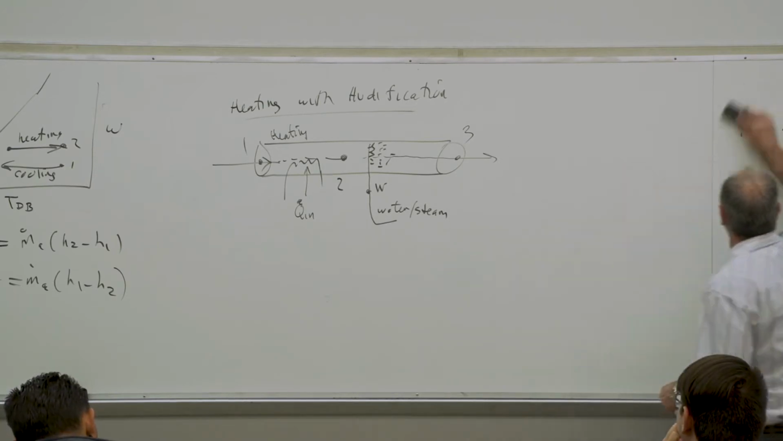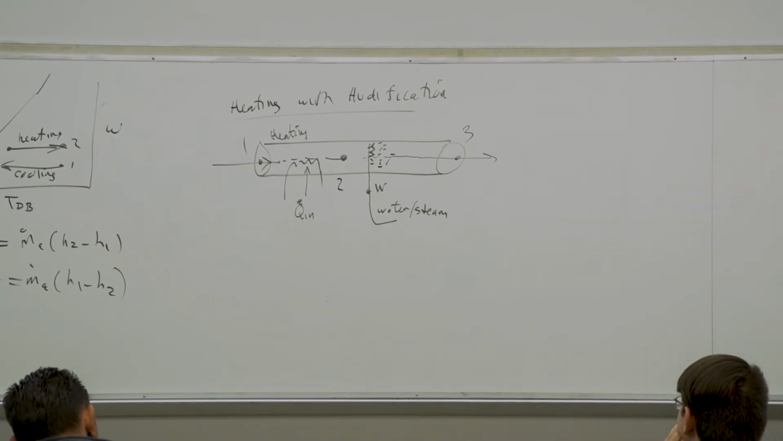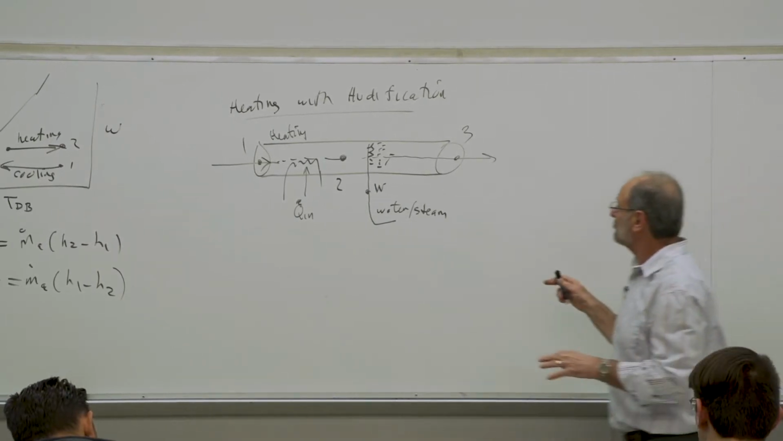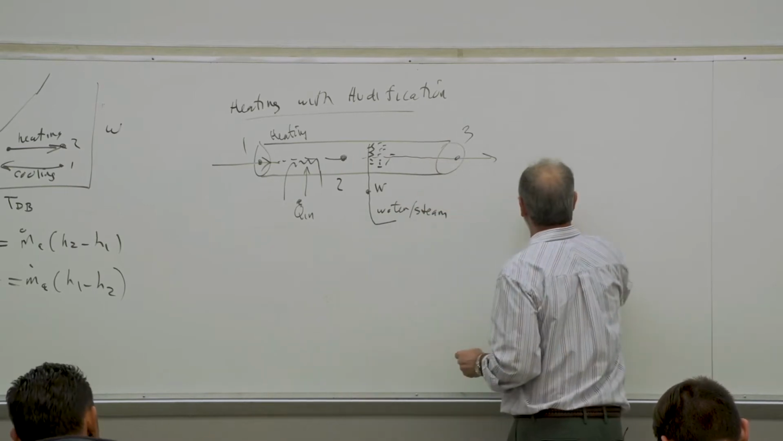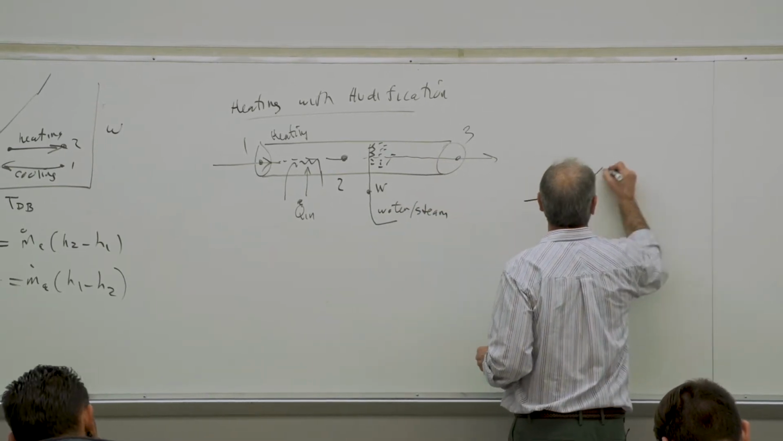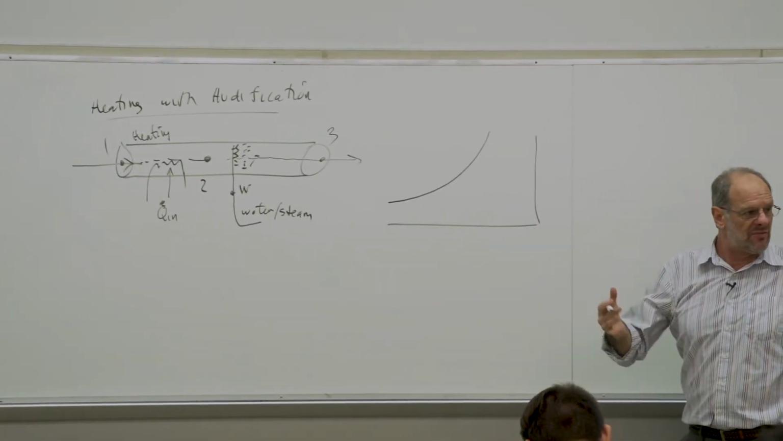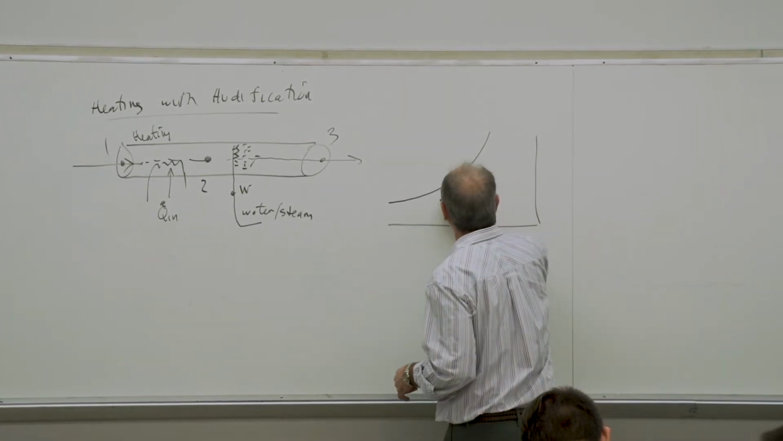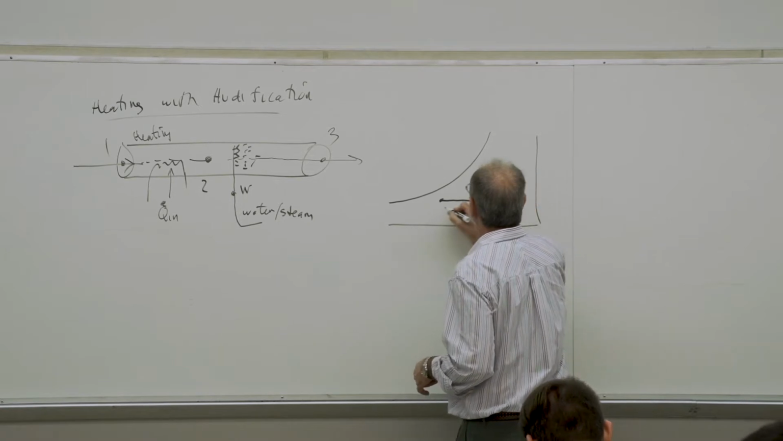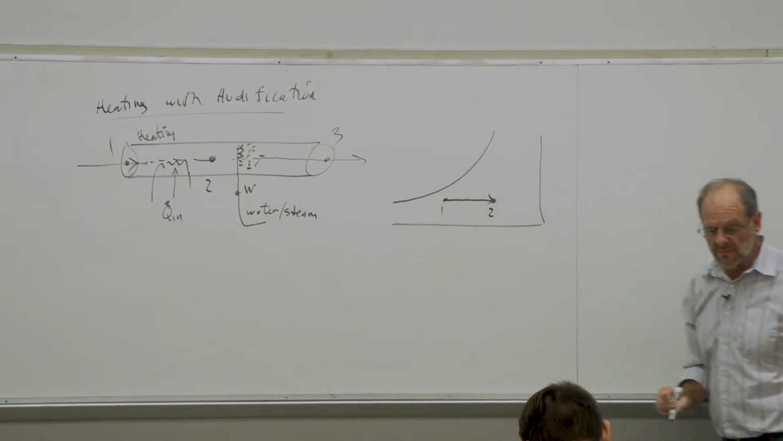So all 4 of those state points need to be recognized as we look at this type of problem. Next, what would this look like on a psych chart? Well, part of it we know. Clearly from 1 to 2, it's just simple heating. So we'll just illustrate this as a 1 to 2.